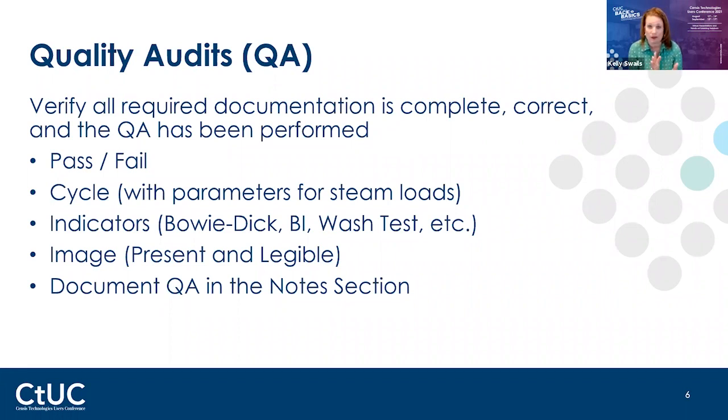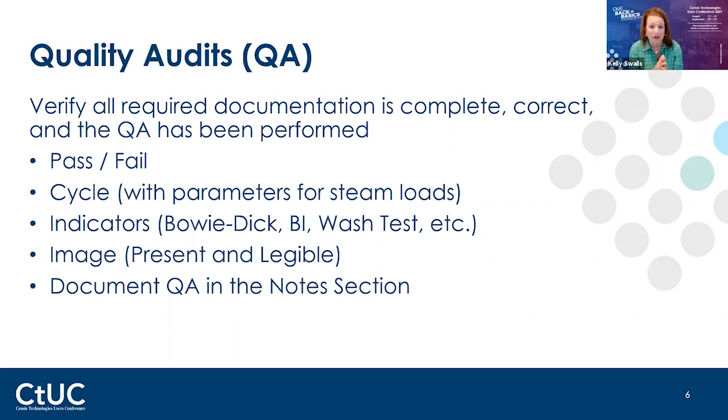And then indicators. So that would be your wash test, your BOIDIC, your biologicals, your chemical test strip, your chemical integrator. So anything that's in the indicators page, make sure it's complete. If you require staff to do the placement for your wash test, then I see sometimes it's blank, sometimes it's in there. Well, if some are doing it and some aren't, then really the ones that aren't, it's considered undocumented information. Make sure that lot number is in there for all your BOIDICs.